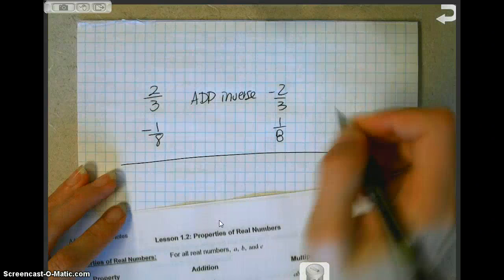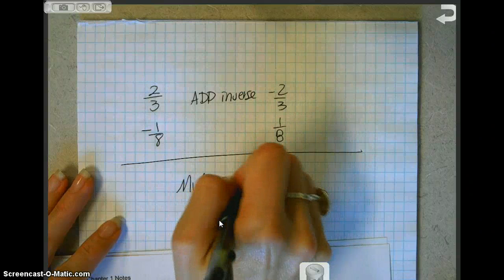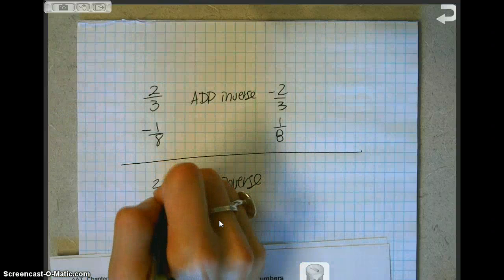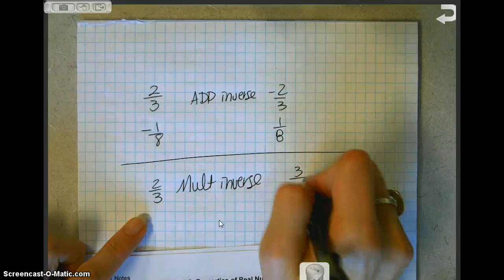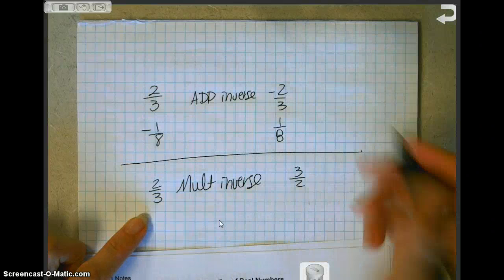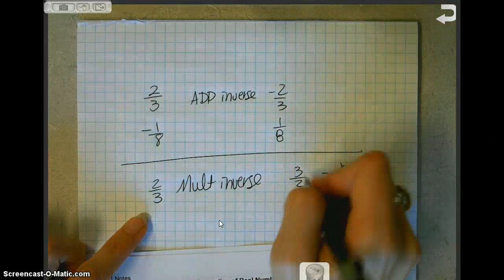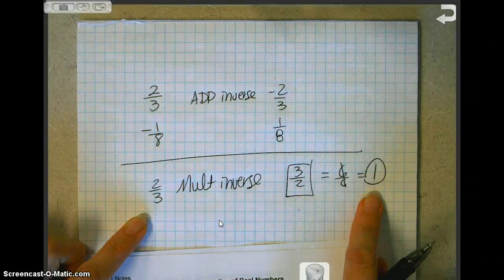Now, on the other hand, if you're going to talk about multiplicative inverse, that means that, say, you've got 2/3, okay? The multiplicative inverse of this would be 3/2 because the product of these two gives us 6 over 6, which is equal to 1, okay? So the multiplicative inverse of 2/3 is 3/2 because their product gives you 1.